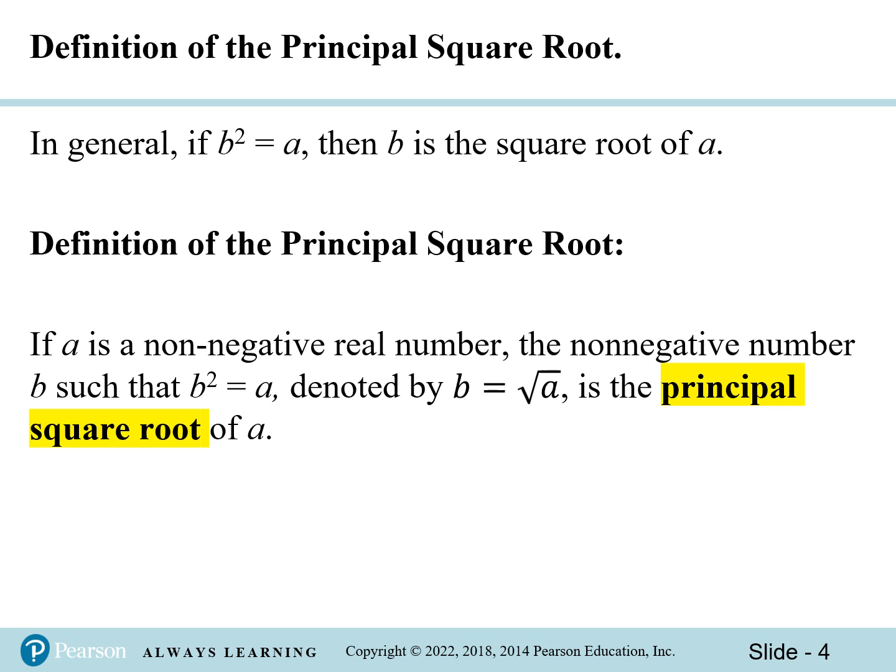Okay, square root. If we have something like the square root of 16 and get 4, 4 is considered the principal square root of 16. Principal square root or the positive square root.